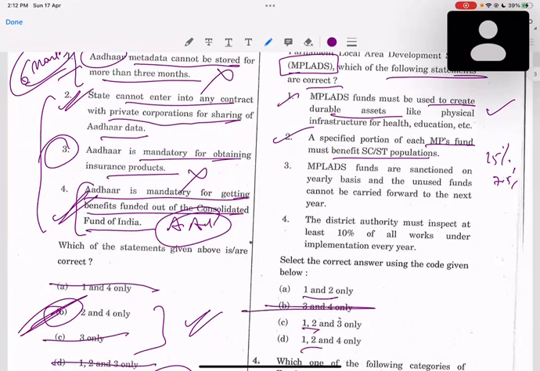We just have to look at 3 and 4 correctness, whether they are right or not. All right. MPLAD's funds are sanctioned on yearly basis, and unused funds cannot be carried forward to next year. Definitely the third option is wrong, because it is a non-lapsable fund. So it is carried forward also. So the third option is wrong. We just now have to check the correctness of the fourth point. District authority must inspect at least 10% of all works under implementation every year. Yes, this is the true fact.